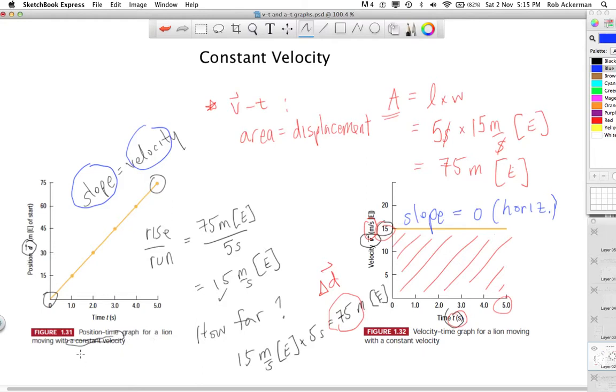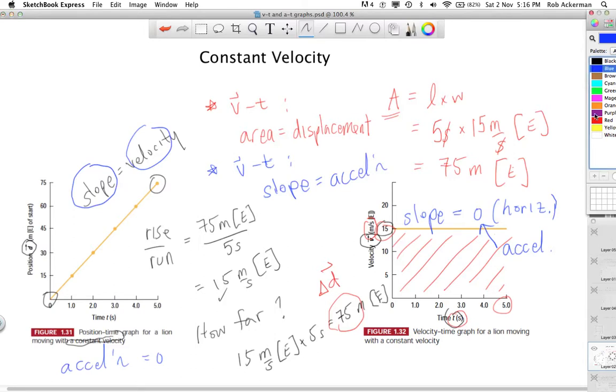Well, if you're moving at a constant velocity, then that means the acceleration is 0. Constant velocity means no acceleration, and therefore the slope and the acceleration number are the same. Just like the area and the displacement numbers were the same, the slope and the acceleration are the same here. Therefore, we've learned another thing about VT graphs. The slope on such a graph is equal to the acceleration.